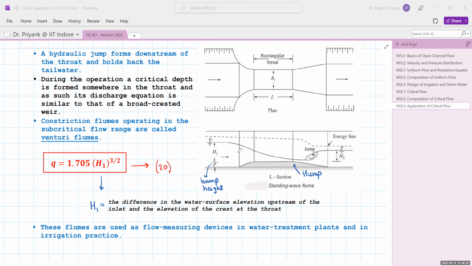In practice, these flumes are widely used in water treatment plants and in irrigation fields. With that, we complete the critical flow part. We discussed its concept, specific energy, then the computation of critical depth, section factor, hydraulic exponent, and today the application of critical flow. In the next lecture, we'll be starting with non-uniform flow, that is the gradually varied flow.